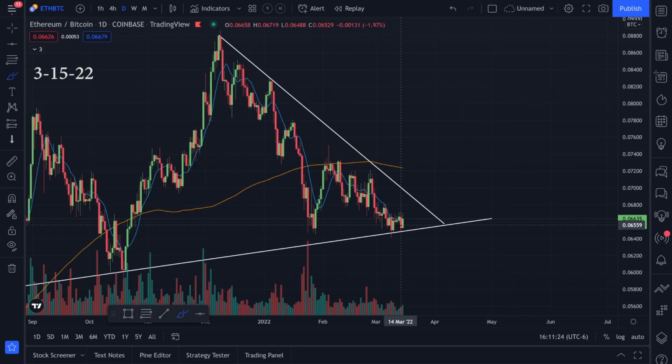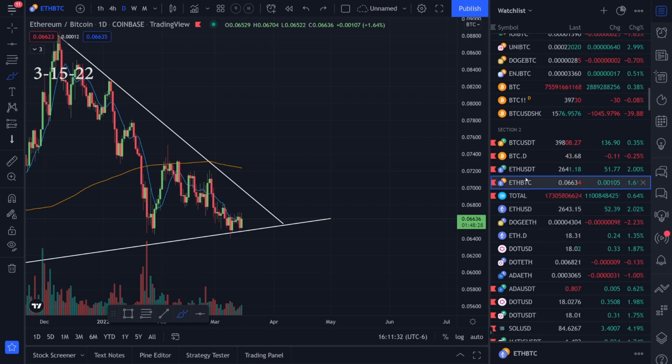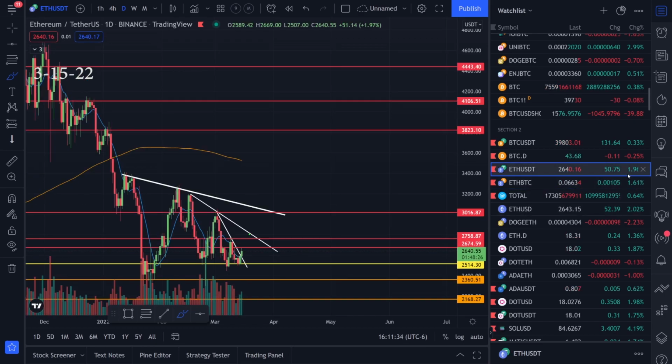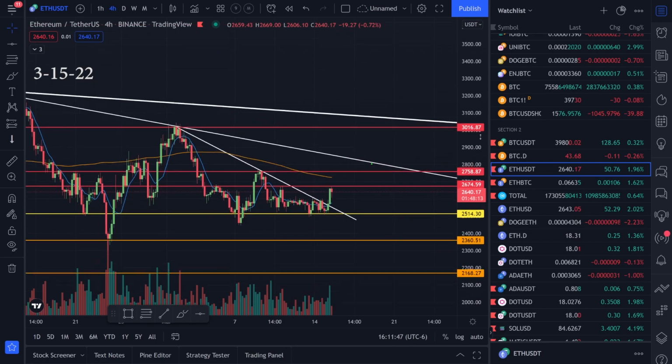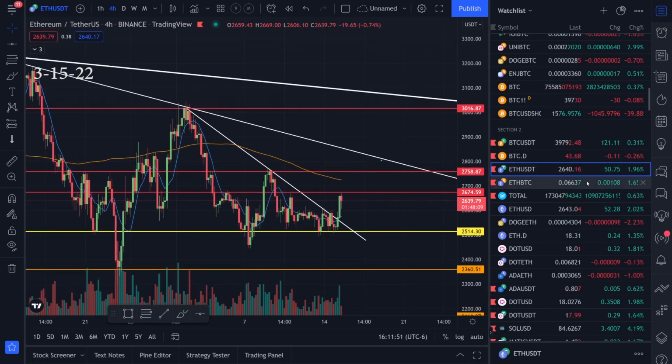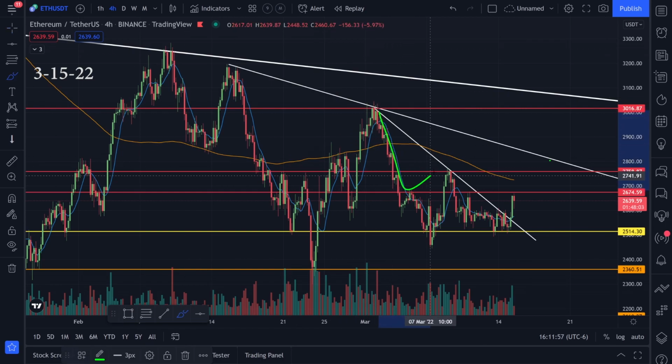It is kind of interesting how we did not break through going to the downside though, and it looks like we're holding support. If we go to the watch list and check out Bitcoin compared to Ethereum, this one is Ethereum. It's up 1.97% right now, and Bitcoin is up 0.33%. That's just for today. But as you can see, Ethereum is outperforming Bitcoin on today's chart, or it is outperforming Bitcoin today.